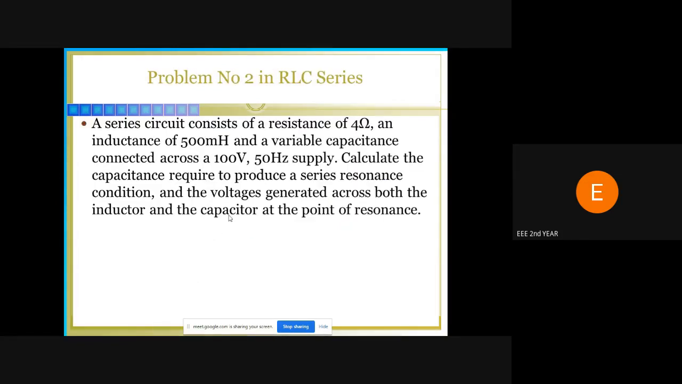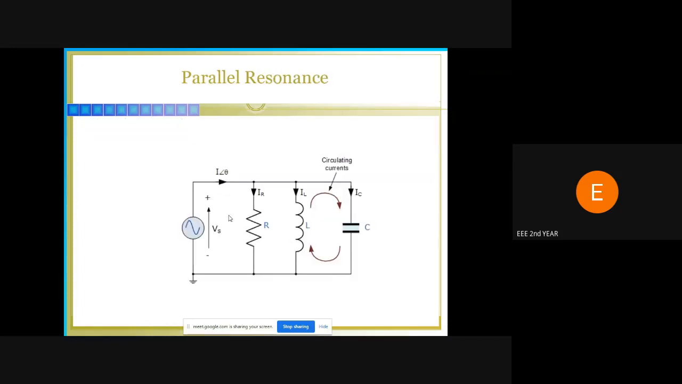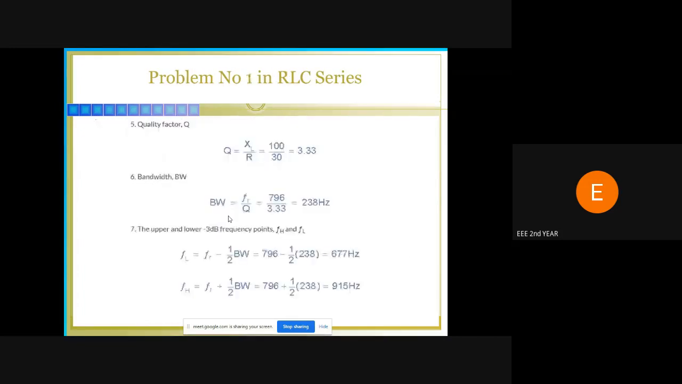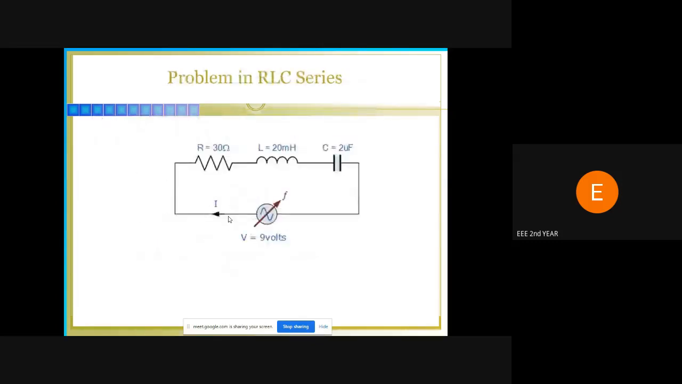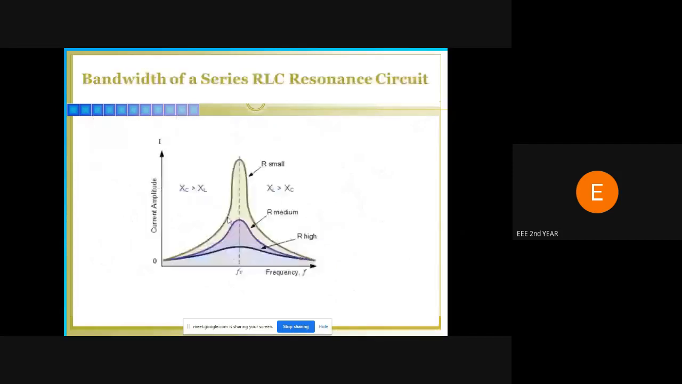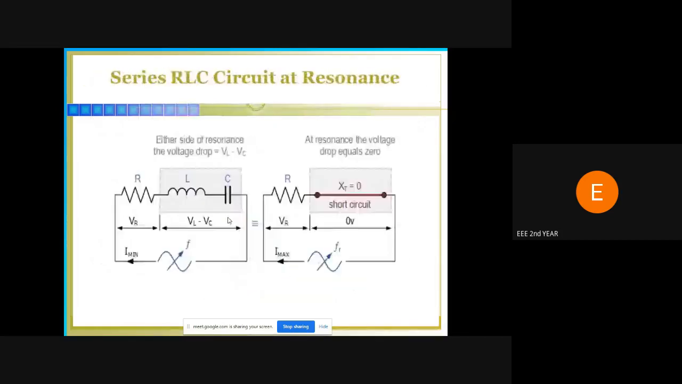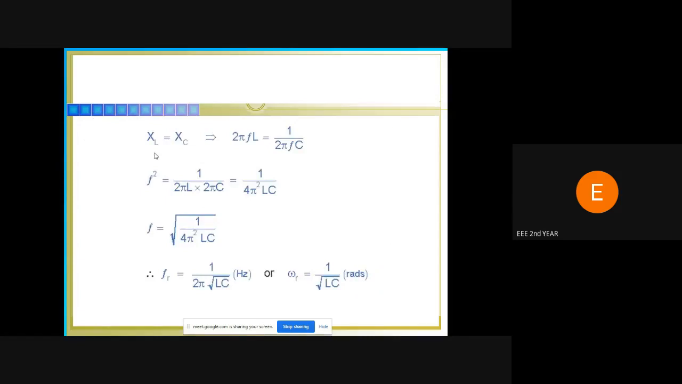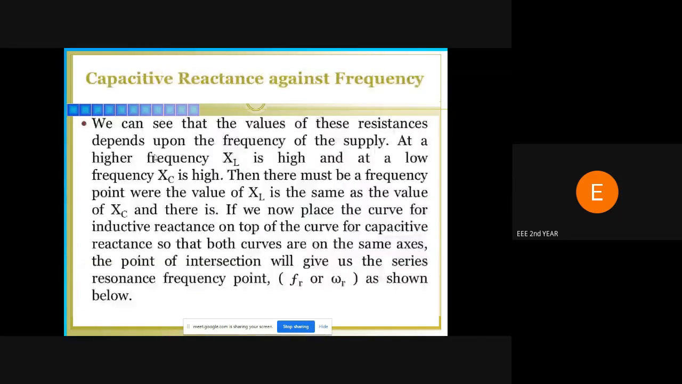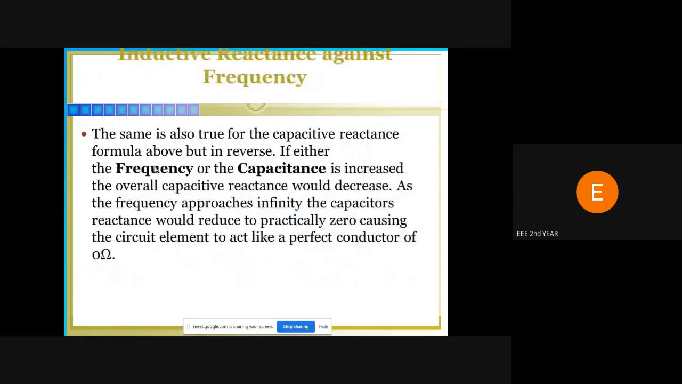Up to this we have discussed. So in the next class we can discuss the parallel resonance. So in series resonance, you just work out and solve some of the problems, right? Okay. So these are some of the parameters and properties of series resonance.